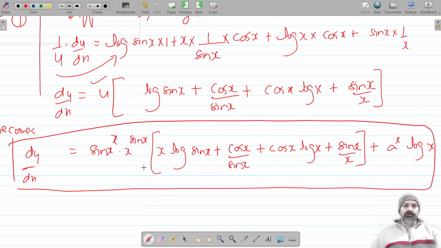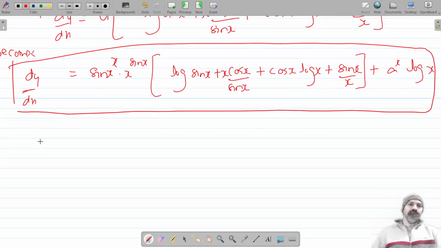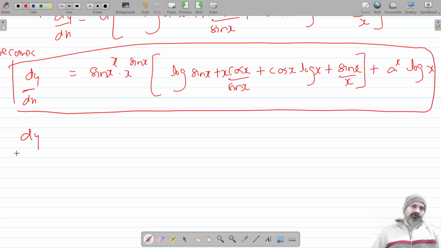This is actually x. Okay. This is log sine x plus, this x is here. So log sine x plus x into cos x by sine x plus cos x into log x plus sine x by x. Okay, finally this can be further simplified.